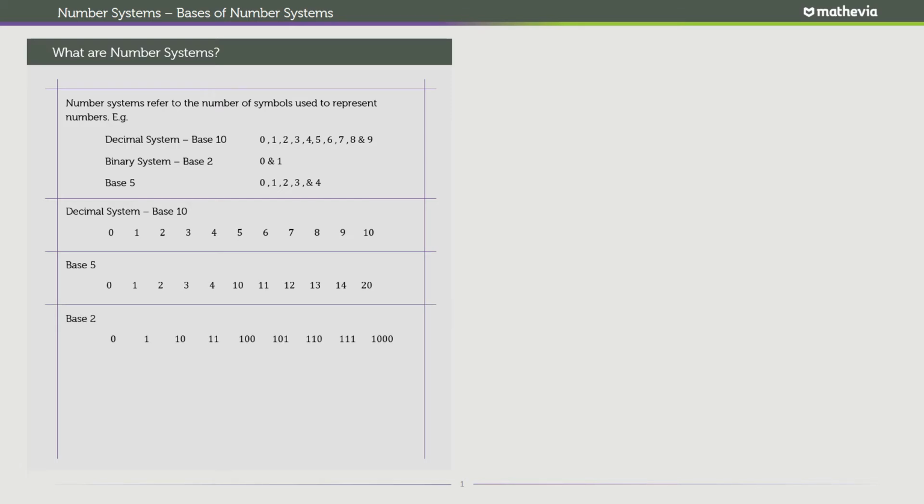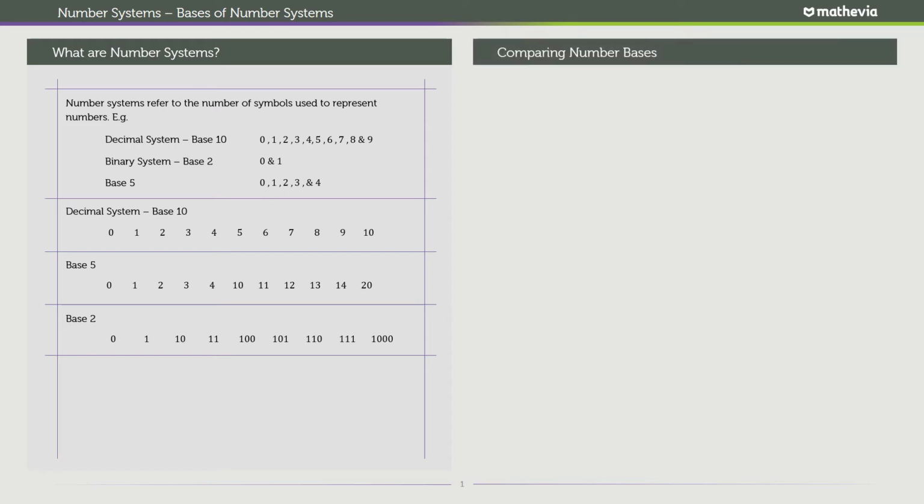Now, this is base 2. In base 2, you count 0, 1. You can't do 2, you can't do 3, you can't do 4. The next number is 10. Then 11, you can't do 12, you can't do 13. The next number is 100, 101, 110, 111, 1000, 1001, 1010. And basically, you notice you can only form numbers with 0 and 1. So that's pretty much what you need to know about number bases.